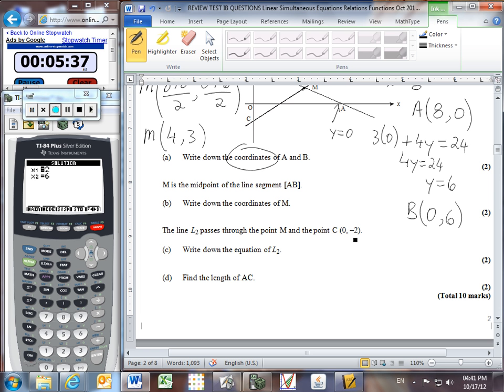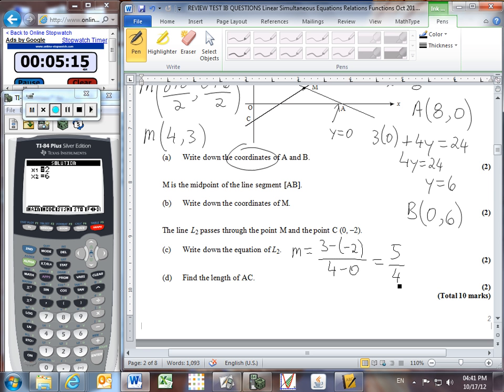Well, let's begin by finding the slope. We know that the slope is going to be the difference between the y-coordinates, so let's do this one first. 3 minus -2 divided by the difference in the x-coordinates, 4 minus 0. 3 minus -2 becomes 5, 4 minus 0 is 4, so that's our slope.